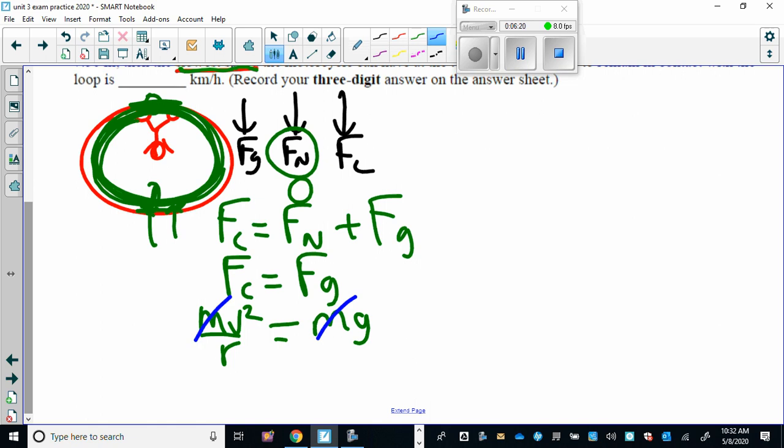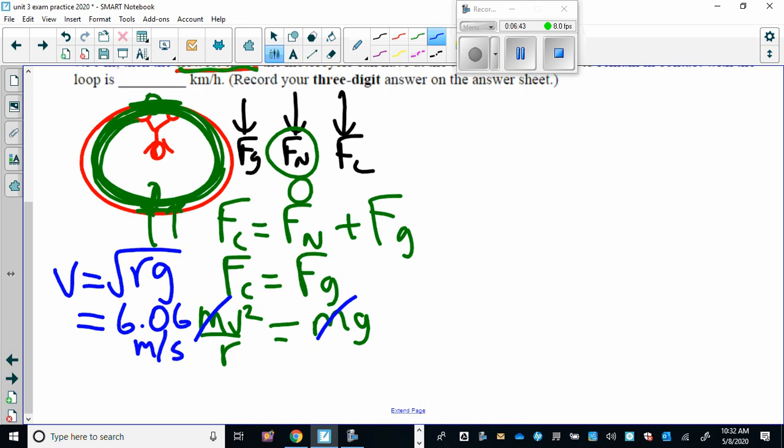The M's cancel out, and the M's only cancel out when they're asking for the slowest speed. And we're asked, what are we solving for? Velocity. Velocity equals the square root of rg. Very simple. Put those numbers in, and you end up getting 6.06. Be careful here, because that's 6.06 meters per second, and they want the answer in kilometers per hour, and it turns out to be 21.8 kilometers per hour.